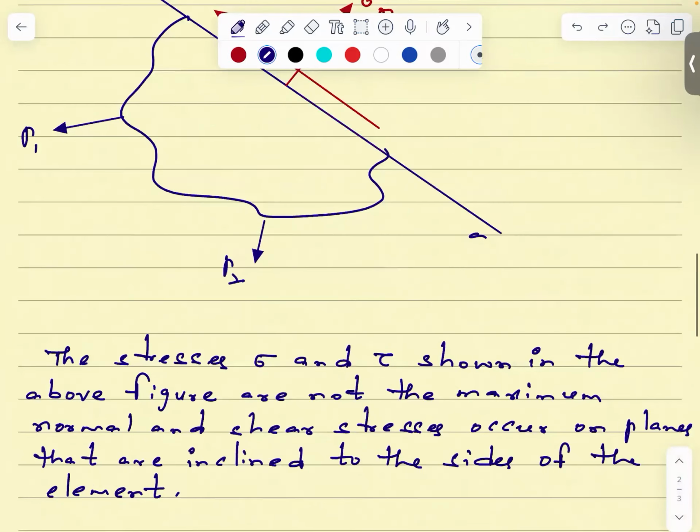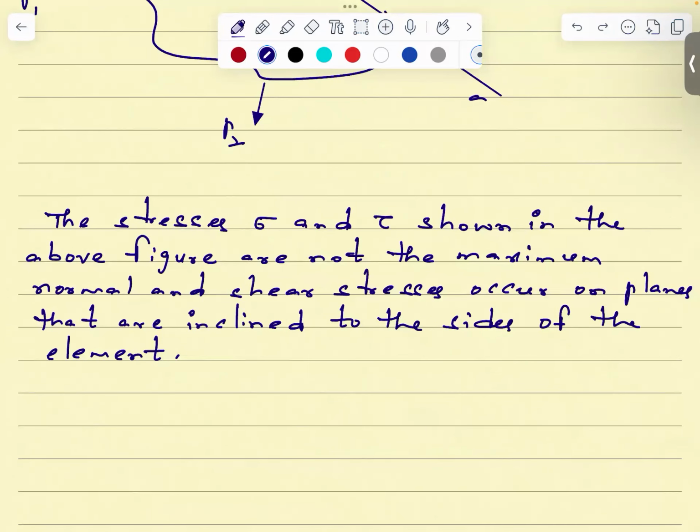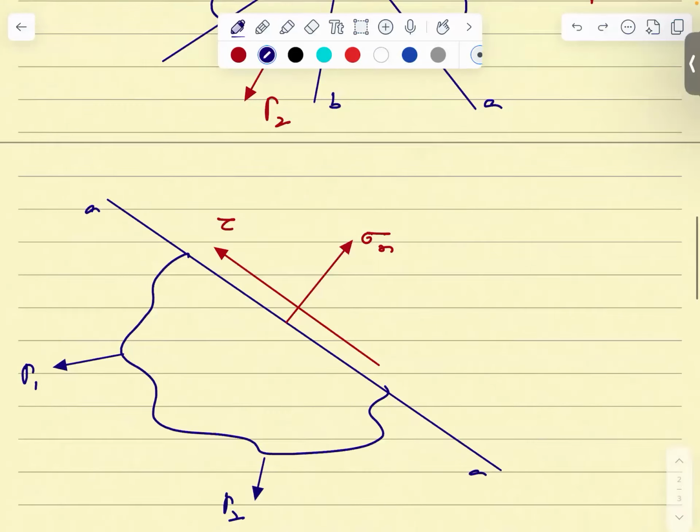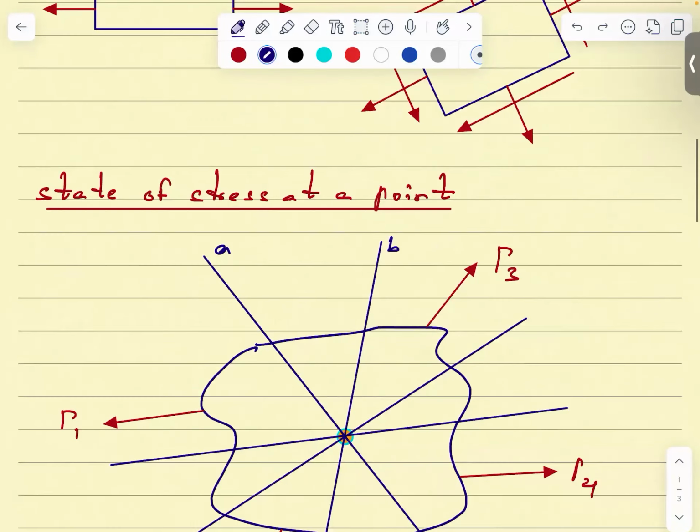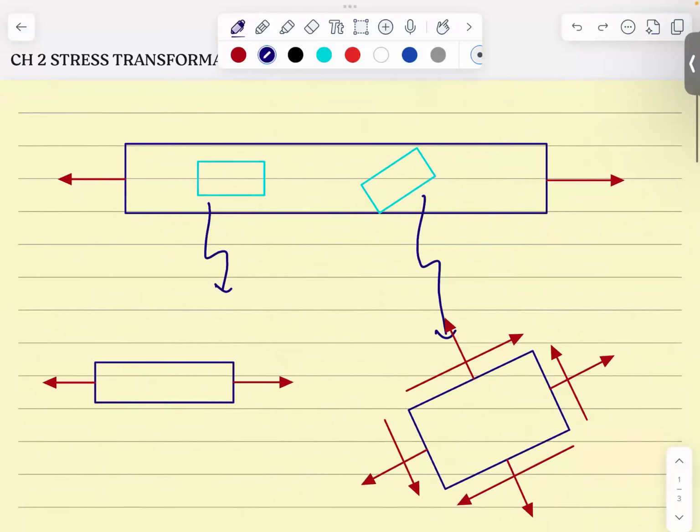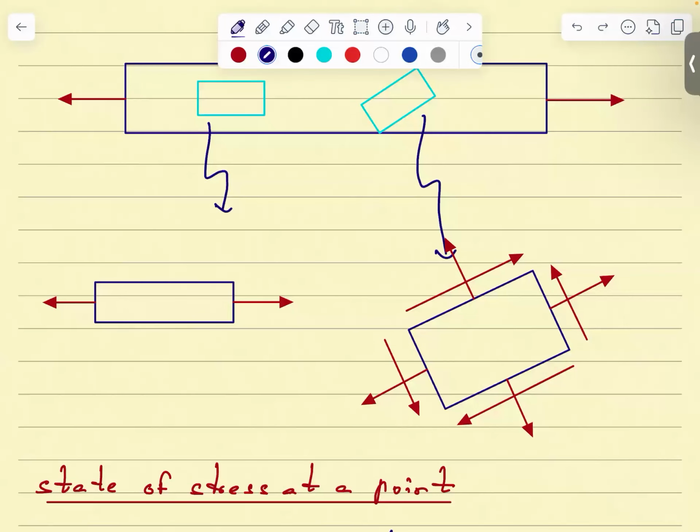Excuse me, sir. If you have anything to ask, you can post now. Yeah, go ahead. I want to clarify one thing. In the beginning of the chapter, you took one specimen in the normal orientation and then another specimen at an angle. So if the angle changes, the plane changes, and that's why the state of stress is different. Correct.